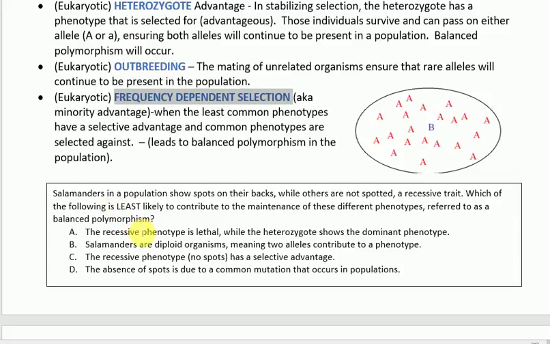Least likely. So the recessive phenotype is lethal, while the heterozygote shows the dominant phenotype. Salamanders are diploid organisms, meaning two alleles contribute. Yes, we know that's true. The recessive phenotype has a selective advantage. The absence of spots is due to a common mutation that occurs in populations. Well, a lot of them are good. I'm going to say B.